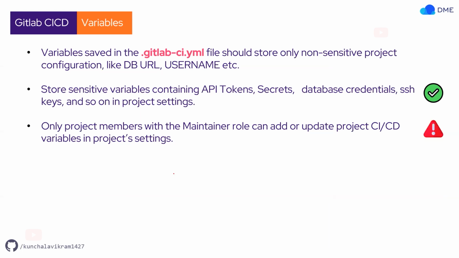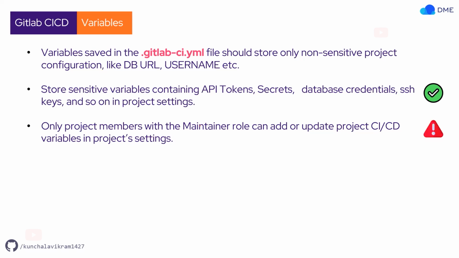You should define the variables in your pipeline file only when they are non-sensitive, like URLs and usernames, something which is not a secret. If it is a secret or a sensitive value, you should always go to project settings and define them there, like your tokens, secrets, credentials, SSH keys. Of course, not everyone will be able to access those project variables because they have secret information. Only project members with at least the maintainer role and above can add, delete, or access those variables.